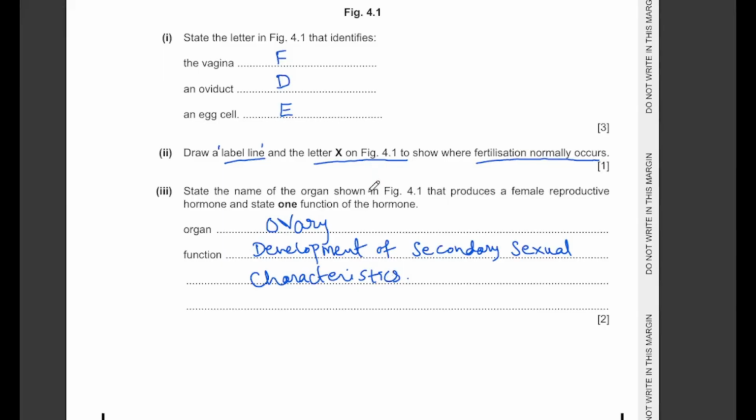They did not ask the name here, only the name of the organ and the function. Fine, so we'll write ovary here, and the function, development. 1 mark for the organ, the other 1 mark is for the function, and that's how we get 2 marks, plus 3 plus 1, total 6 here.